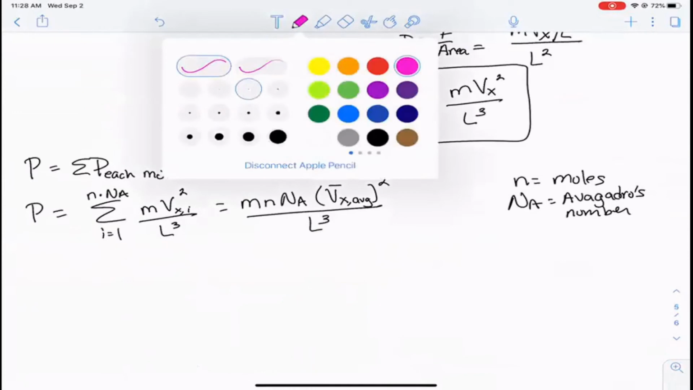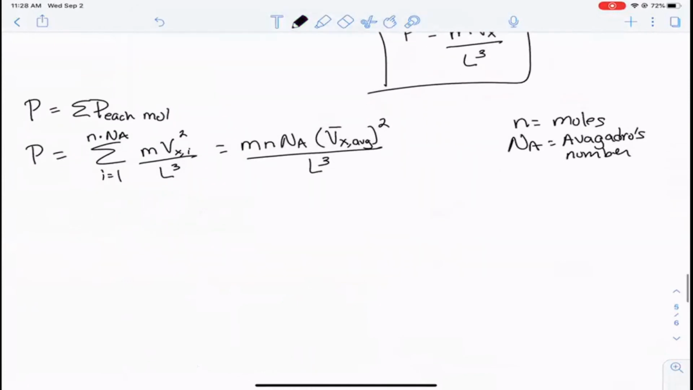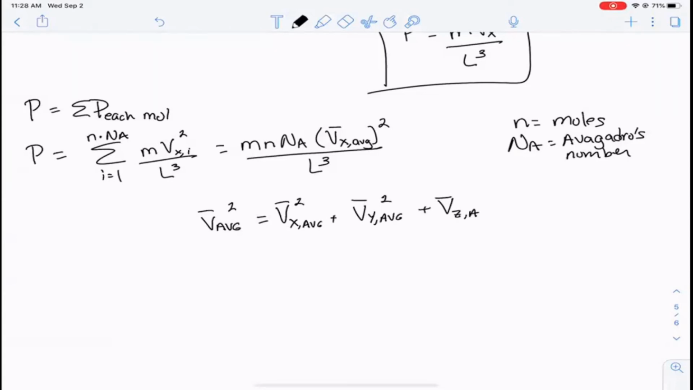So if we want to relate that to just the average velocity of any gas, well, we know that the average linear velocity squared is just equal to the x velocity squared, plus the average velocity in the y direction squared plus the average velocity in the z direction squared. And if we can assume that motion is totally random, well, these three should be equal to each other, right?